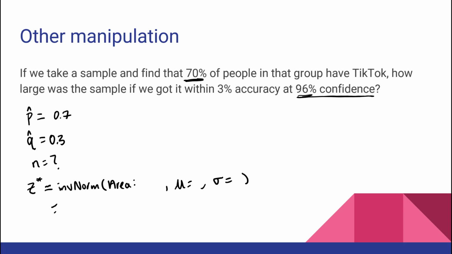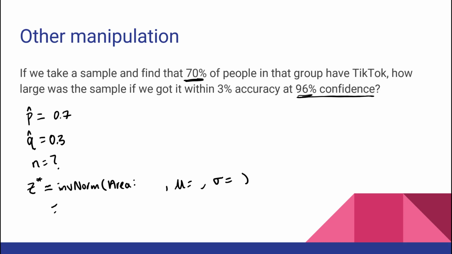Now what about our z-critical value? We can get it from our inverse norm function, and what we need is an area, a sigma, and a mu. Mu and sigma we already know are going to be 0 and 1 by default, but what about that area? We have 96% confidence, and we're going to use that percent confidence to derive our area.